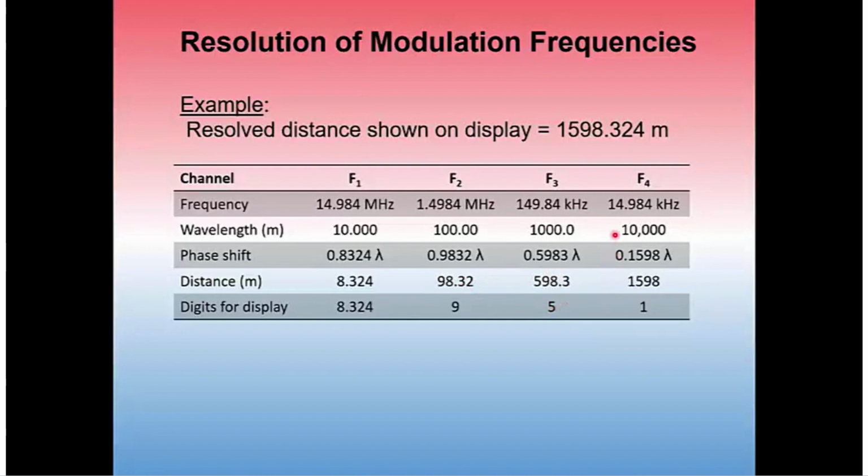And then finally, the 10,000 meter wave is issued or sent out from the EDMI. And coming back, the phase shift in this particular example had to have been 0.1598 lambda, or 1,598 meters in the 10,000 meter wavelength. And so what that does is add the digit 1. Notice the 598 just verifies the first 3 digits of the previous measurement in channel F3. And so the final distance is 1,598.324. And that's how the EDM instrument makes a measurement.